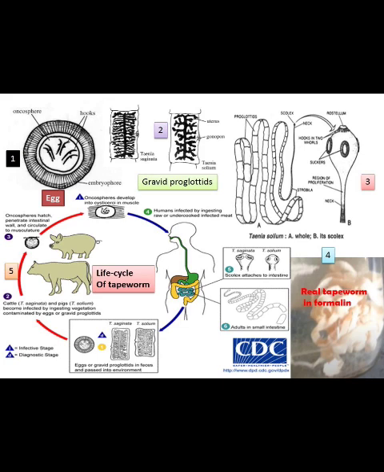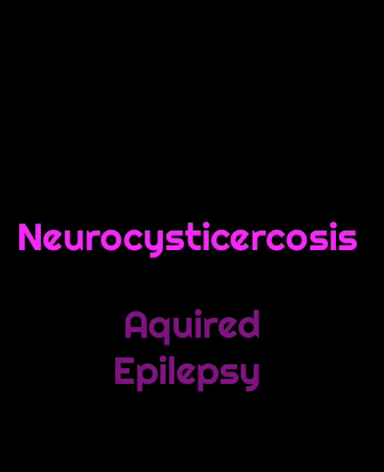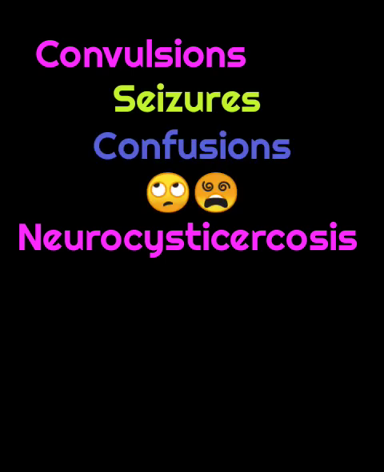When it is widely disseminated throughout the body, it becomes cysticercosis. At that point, your immune system is likely to defend itself against this invading parasite. But when it reaches sites like the brain and the eyes, your immune system cannot defend itself. That's why when it reaches the brain, it becomes neurocysticercosis, where one can even have what we call acquired epilepsy. They are going to show signs of convulsions, seizures, and confusion.